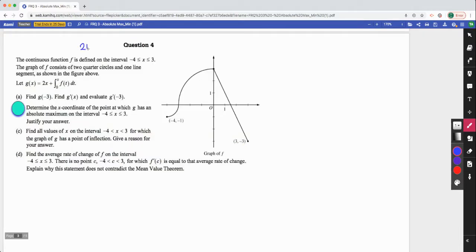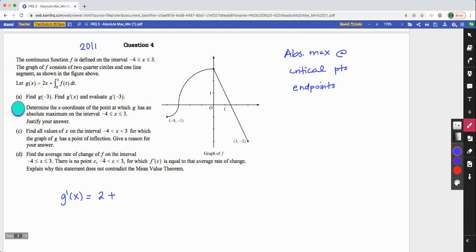Our next question is question 4 from the 2011 exam. In this question, we'll determine the x-coordinate of the point at which g has an absolute maximum on the interval [-4, 3], and we'll justify our answer. First of all, we need to understand absolute maximum might happen at critical points or endpoints, right? We'll put our candidates in a candidate test and then figure out which one gives us an absolute maximum.